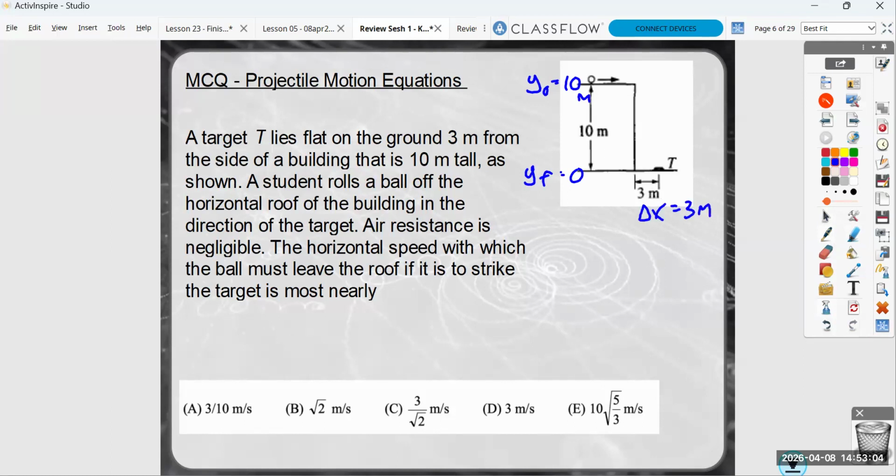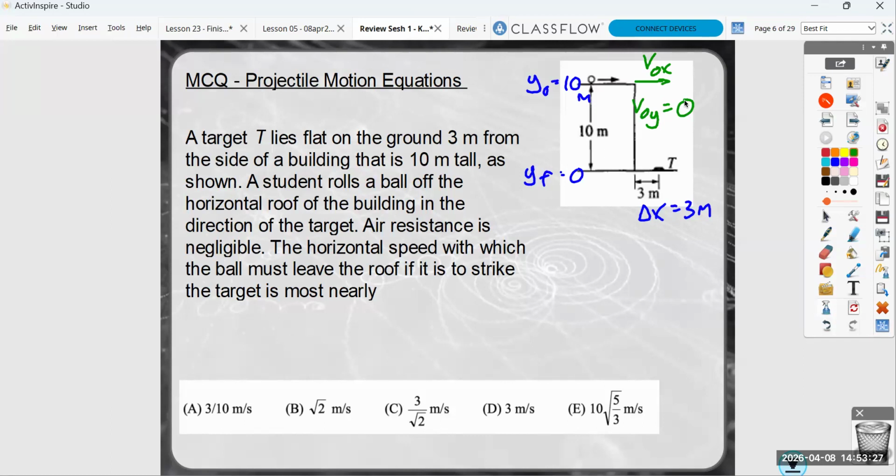Do we know anything about the initial velocity? No, that's what we're solving. Well, yes and no. We know that the initial velocity... we don't know v0x. That's what we want to find, but we do know that the initial y velocity is 0. That's a really good one. Okay, it wants the horizontal speed, so we might want to start in the x direction.